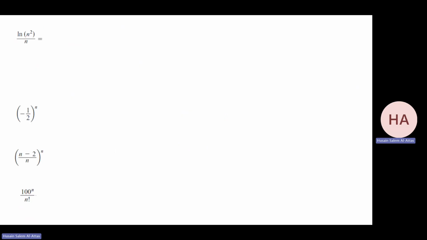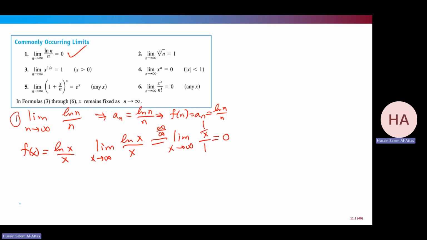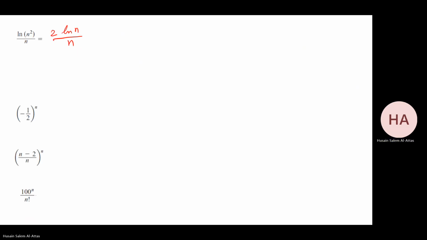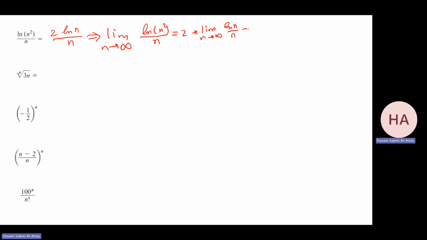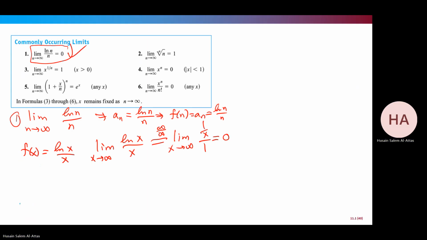I can use this expression for a problem like ln of n squared over n. This one I can write as 2 ln n over n, which is similar to this one times 2. So if I know the formula, the limit as n goes to infinity of ln n squared over n will be 2 times the limit of ln n over n, and this is 0, so it will be 0. If you know the formula, you can do it easily. If you don't like to memorize formulas, then you need to do it from scratch.